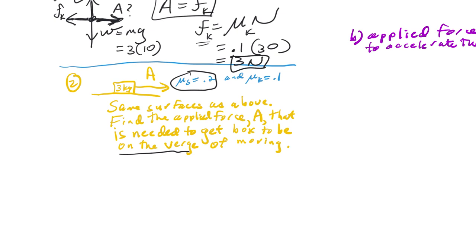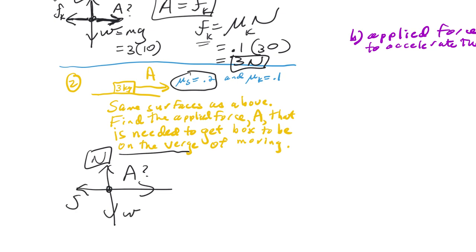And the equation for that, or let's draw the picture. It's the same picture. There's the box, there's applied force, that's what I'm trying to find. We got normal force, same as before. We got weight, same as before. But this is static friction. And since it's on the verge of moving, it's the maximum static friction. Okay? So, I'm trying to find A, the applied force, capital A, is equal to the maximum static friction.